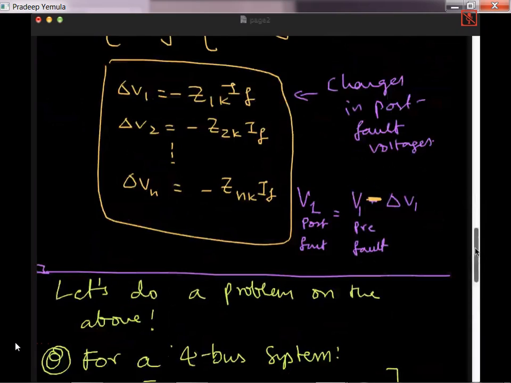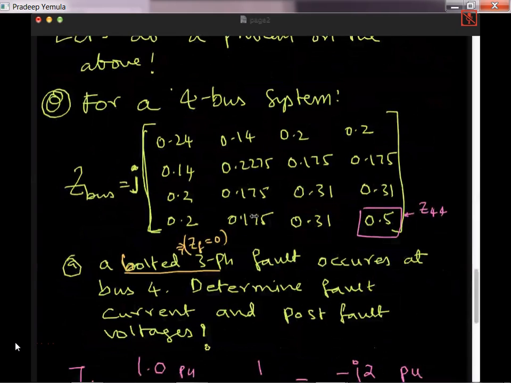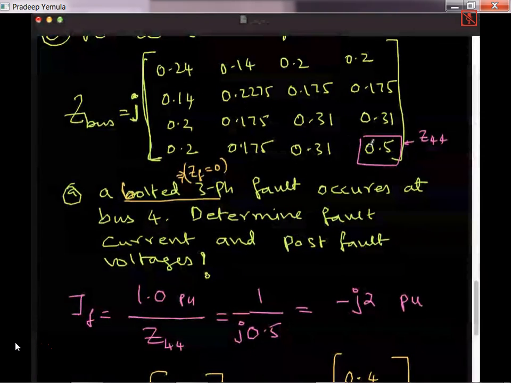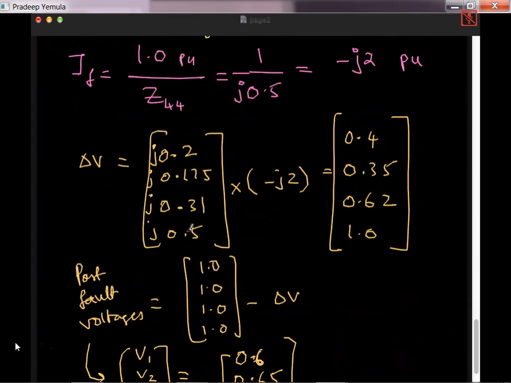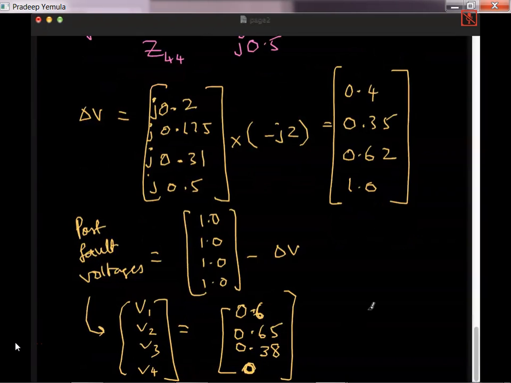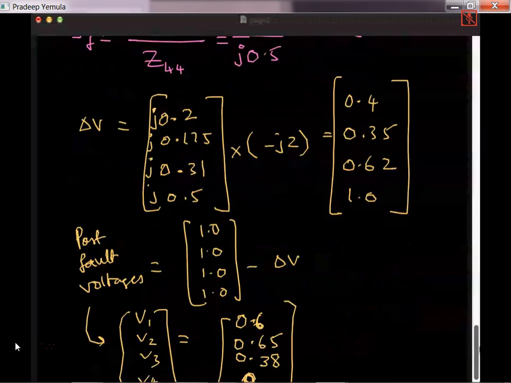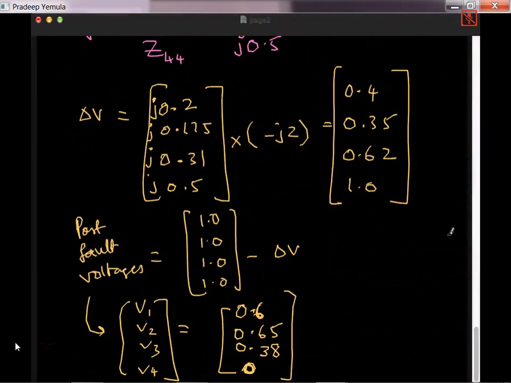I hope you got this problem. The problem is simple. A 4 bus system bus impedance matrix is given and a fault is given at bus 4. Therefore, when there is a fault at bus 4, I get the fault current, and once I have the fault current, I can multiply with this and then I find the voltages. So I hope this is easy to follow. Any doubts you have up to here? I'll wait.